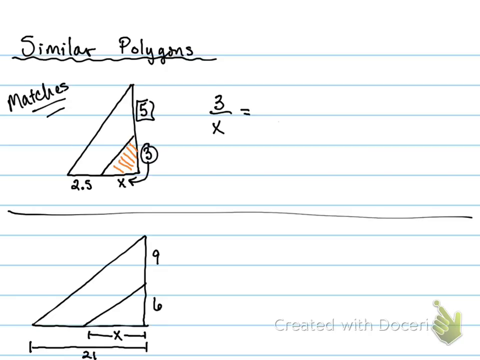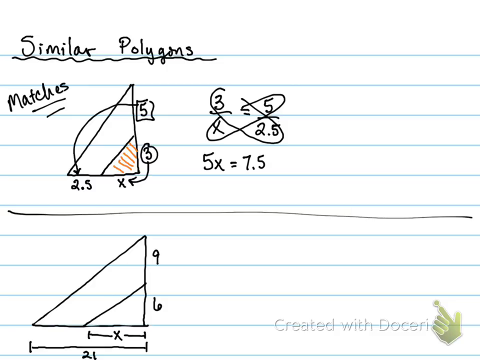since I started over here with the 3, I got to start over here with the 5 as well. 5 matches with 2.5. Okay, and then I can solve this. I can go to work cross multiplying and solving this proportion. So 5 times x is 5x. 3 times 2.5, what is that? You get 7.5. And so we take 7.5 divided by 5, and we get that x is equal to 1.5.